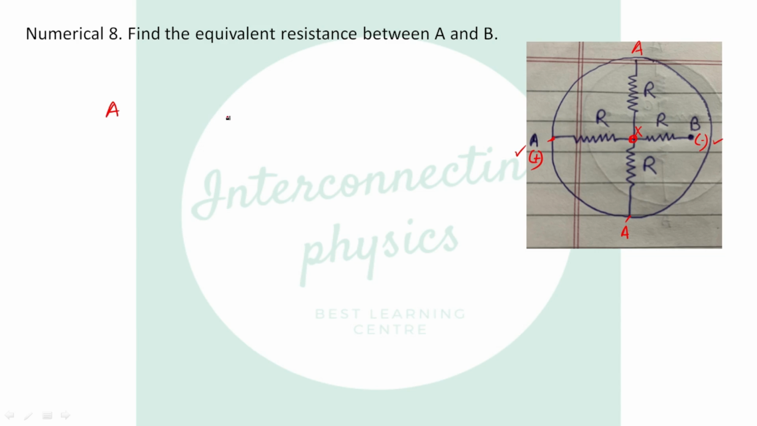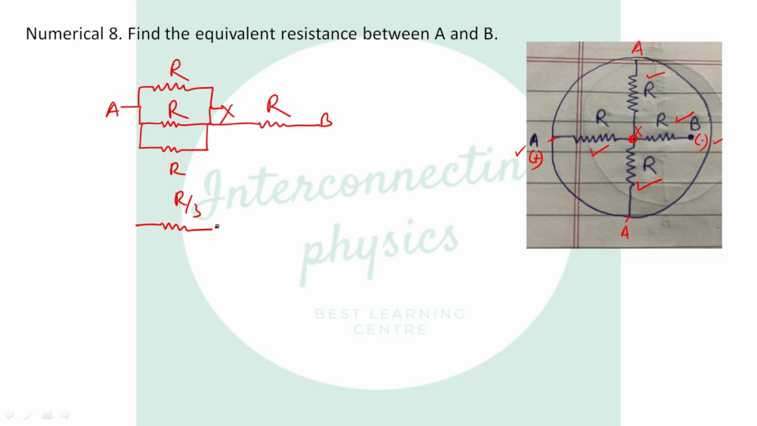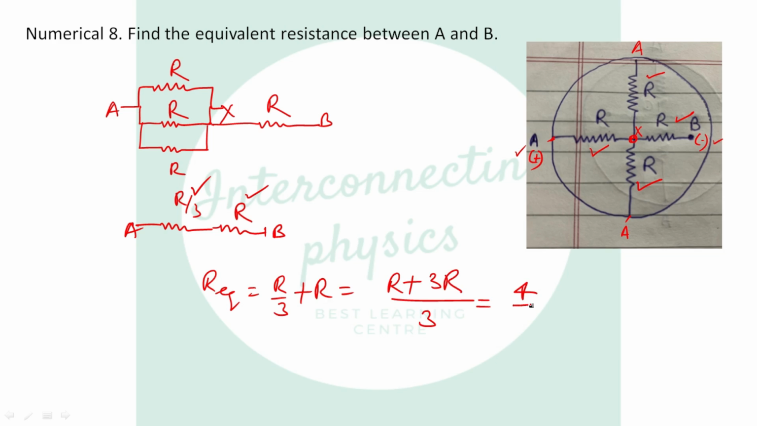So from A to X, this resistor. Let us draw R. From X to A, this resistor. Let us draw. From X to R, this resistor. Let us draw. Now from X to B, this resistor R. From X to B. Okay, these three are parallel, so the answer is R by 3, and this is R. Now this R by 3 and R are in series, so R equivalent is R divided by 3 plus R, which is R plus 3R divided by 3. The answer is 4 by 3 R.